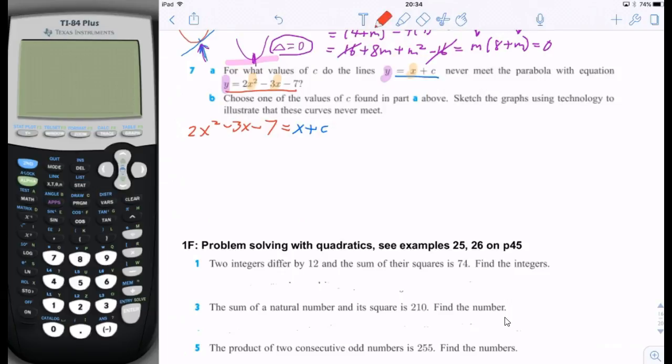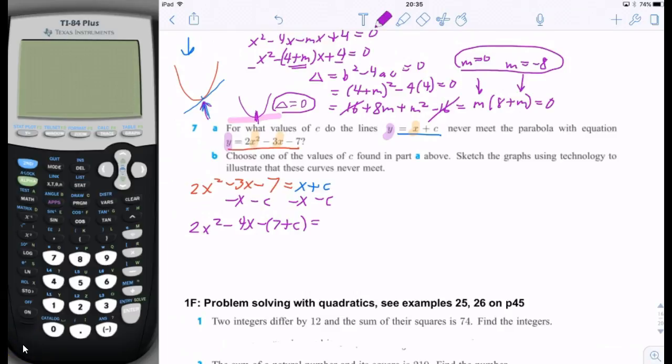So we set them equal to each other, and then we're going to combine like terms. We're going to move everything to the left and leave 0 on the right. So we're going to subtract x from both sides. We're going to subtract c from both sides. And then we're going to get 2x squared minus 4x minus 7 plus c, and the right-hand side is going to equal 0.